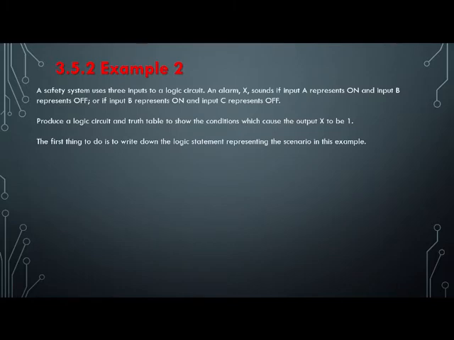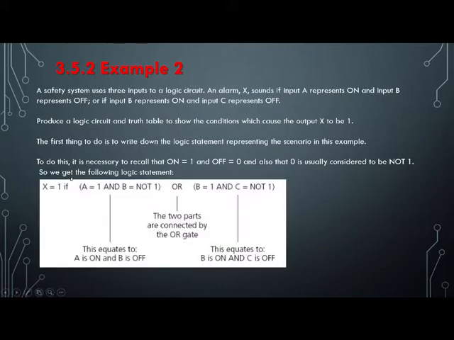The first thing to do is to write down the logic statement representing the scenario in this example. To do this, it is necessary to recall that on is equal to 1 and off is equal to 0, and also that 0 is usually considered to be not 1. So we can write the logic statement like this: X is equal to 1 if and only if A is equal to 1 and B is equal to not 1, or B is equal to 1 and C is not equal to 1.